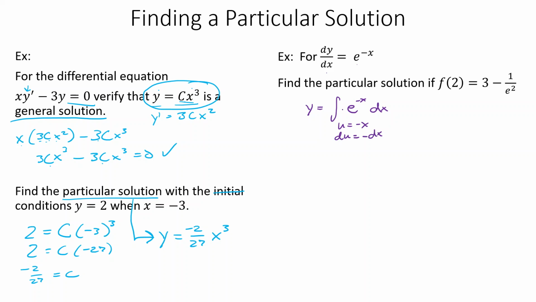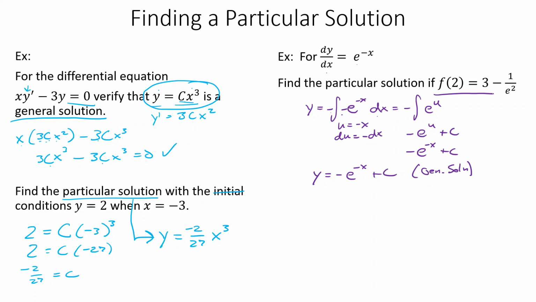So this section does involve integrals and derivatives at the same time. So we put a negative in here for the dx, we put a negative outside to cancel it out. So we get negative integral of e to the u, which gives us negative e to the u plus c, which gives us negative e to the negative x plus c. So we get y equals negative e to the negative x plus c. All right, so this is the general solution.